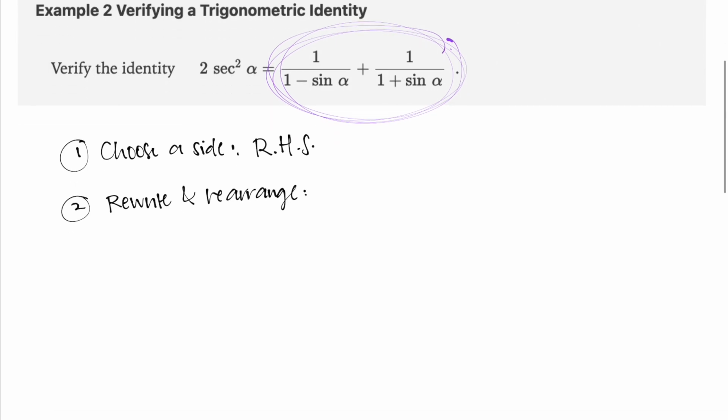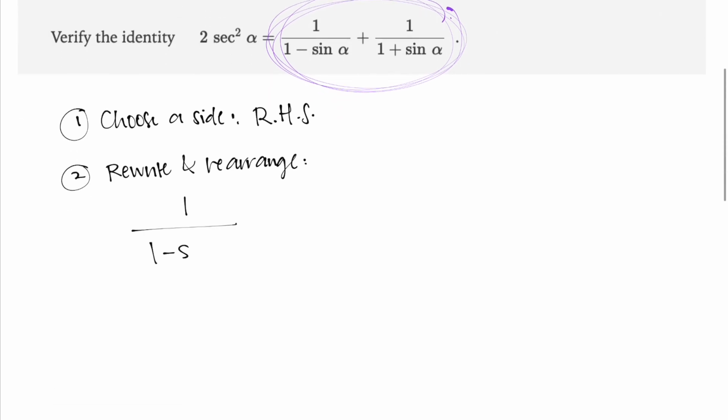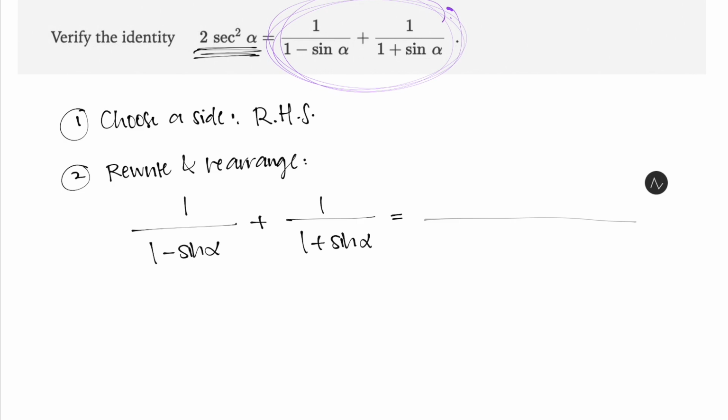So we have 1 over 1 minus sine of alpha plus 1 over 1 plus sine of alpha. Now we want to do whatever we can to make this entire expression, whatever it was that was given to us right here, turn into the less complicated side of the original equation that was given. So we want to change this entire fractional expression into 2 times the secant squared of alpha. So one of the ways we could do this is just first off, try to combine it into one large term. And the only way we can really do that is by finding the common denominator, which would be the product of the 2 denominators here.